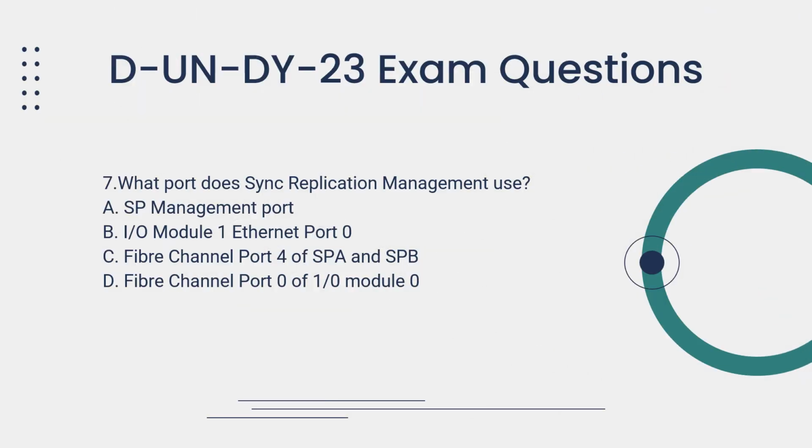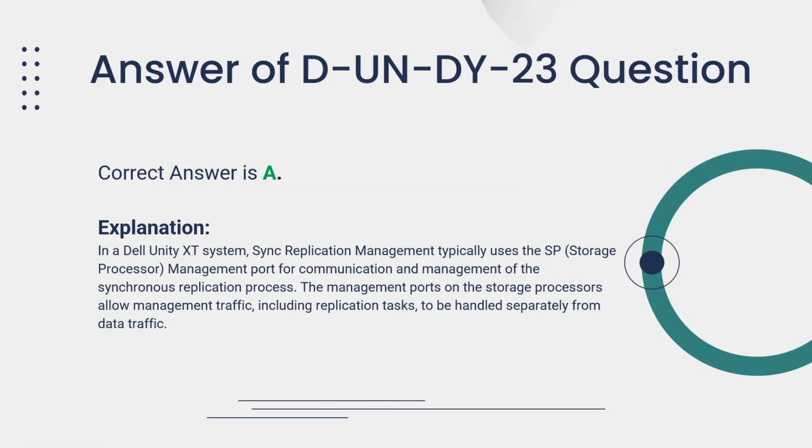What port does Sync Replication Management use? A. SP Management Port. B. I/O Module 1 Ethernet Port 0. C. Fiber Channel Port 4 of SPA and SPB. D. Fiber Channel Port 0 of I/O Module 0. Correct answer is A.